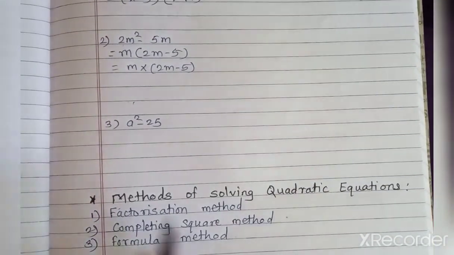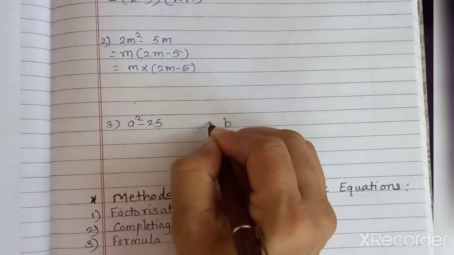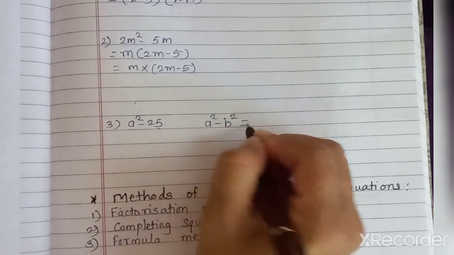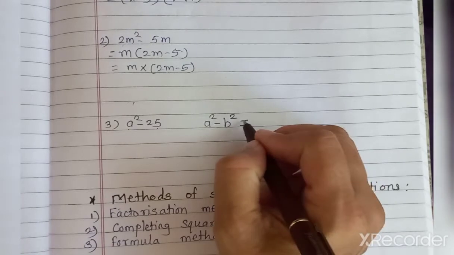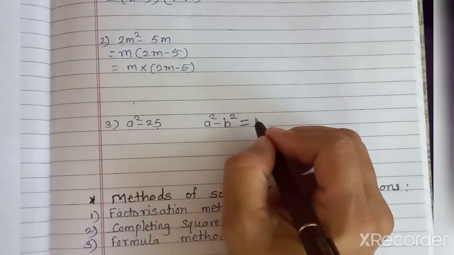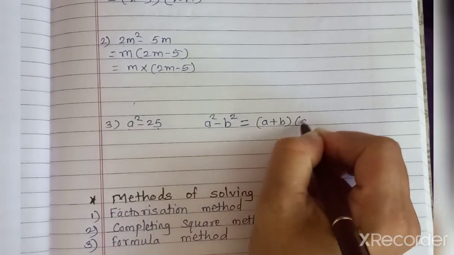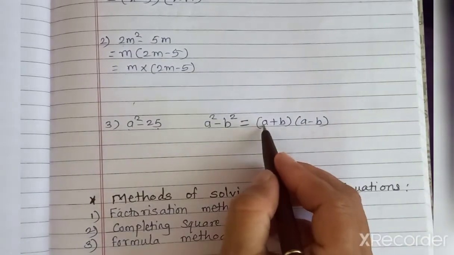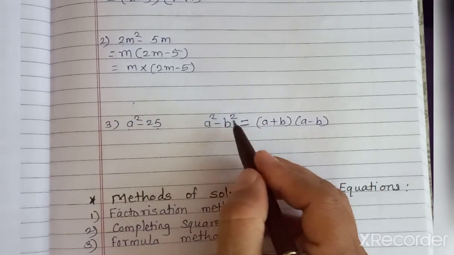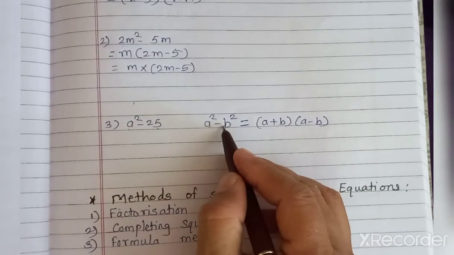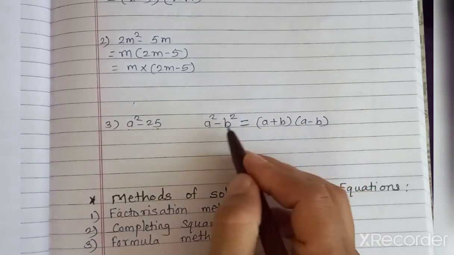Then the third example, a square minus b square. Students, we have studied the identity a square minus b square in 8th standard also. I think you have studied, and in 9th standard also we have studied this identity. That is very, very important. A square minus b square is always a plus b multiply a minus b. Means if we multiply these two brackets, again we will get a square minus b square. So this is an identity, means left hand side and right hand side are exactly equal. After multiplying these two terms we get this term.